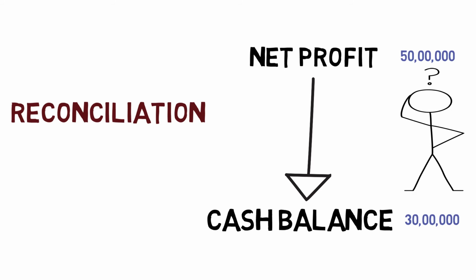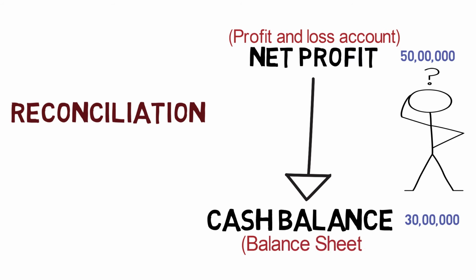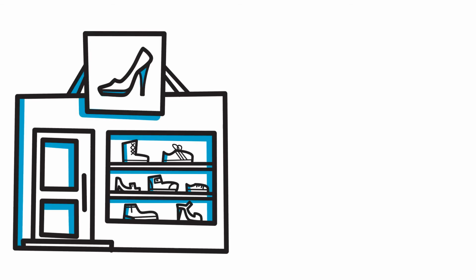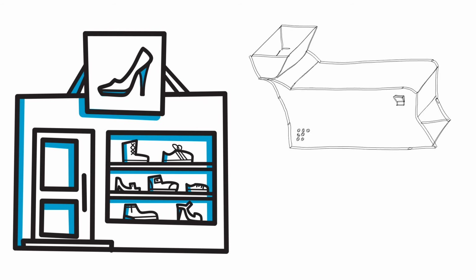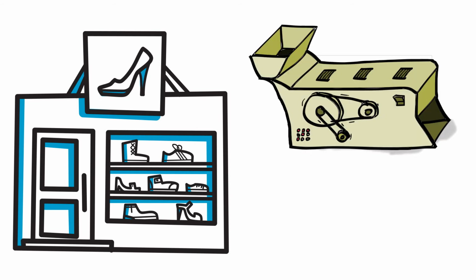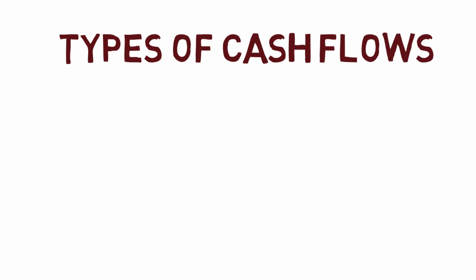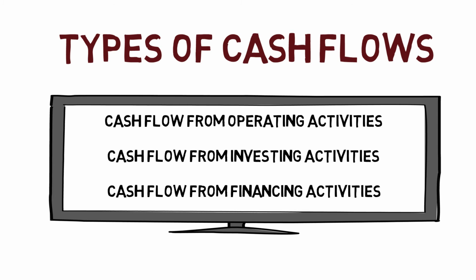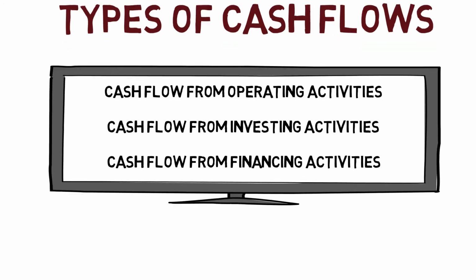Keeping this logic in mind, the cash flow statement is prepared beginning with the net profit from the profit and loss account and it ends with the closing cash balance in the balance sheet. Cash flows in the businesses are of different types. Some cash flows could be normal business transactions like buying and selling of goods, and some cash transactions could be of other business transactions like buying and selling of fixed assets. Accordingly, the cash flow statement shows the movement of cash under three major heads: cash flow from operating activity, cash flow from investing activity, and cash flow from financing activities.